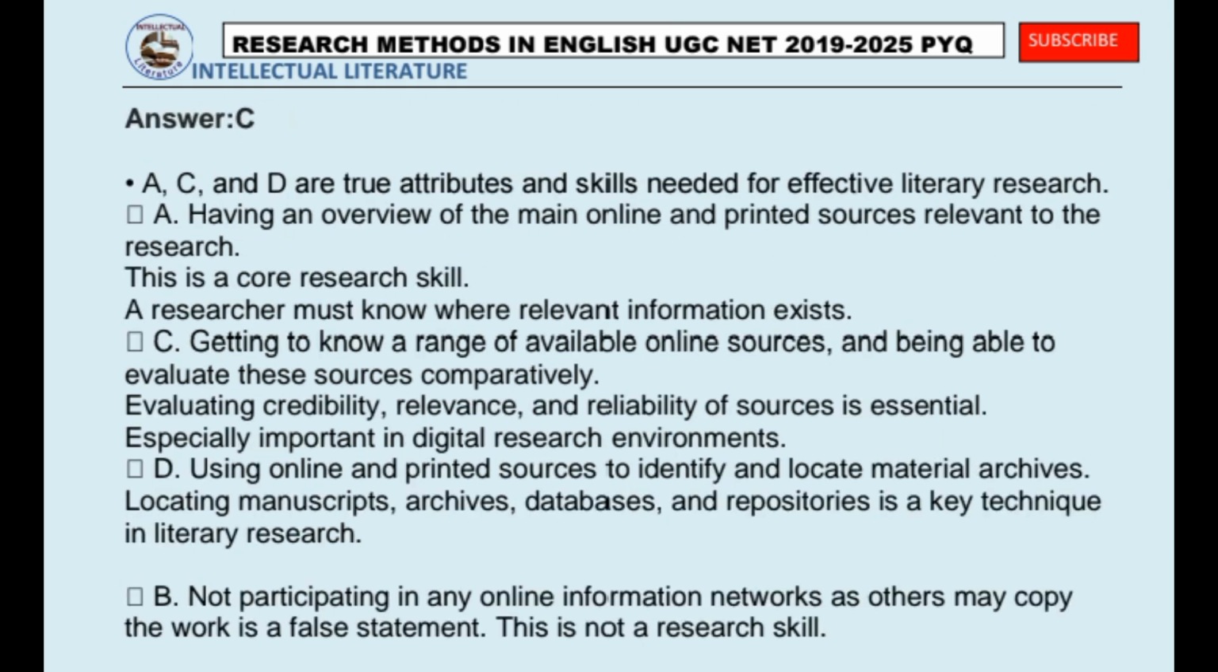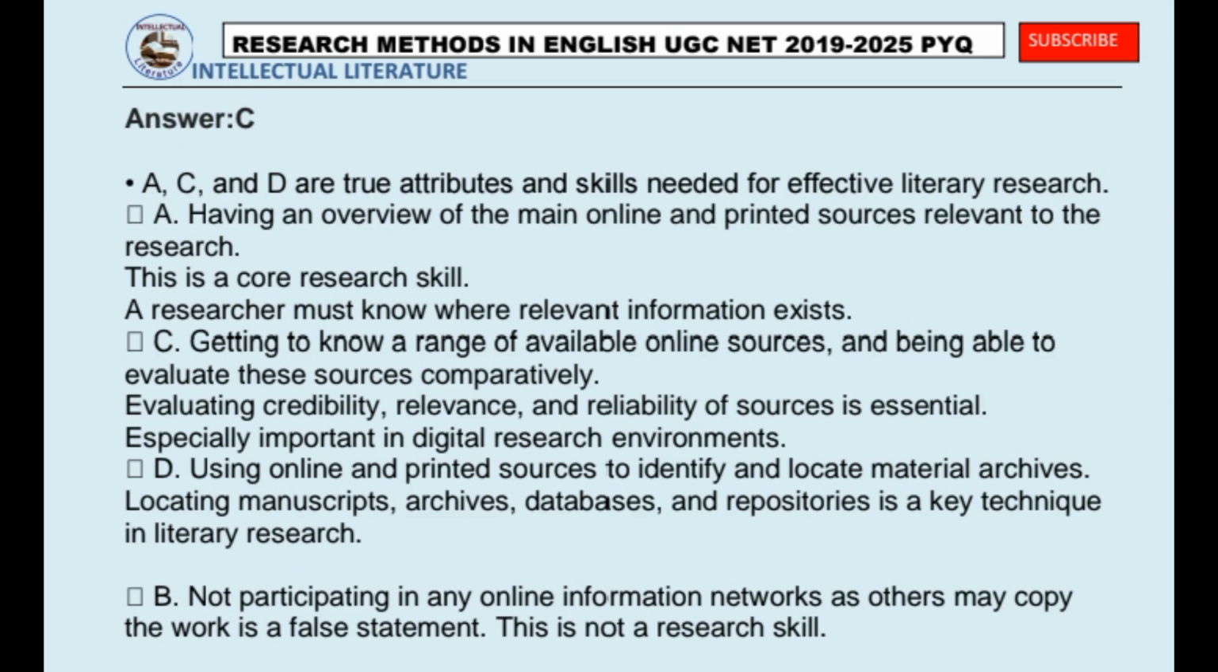And the answer is option C. A, C and D are the only correct answers. These are true attributes and skills needed for effective literary research. Why are options A, C, D correct? Now discuss. Having an overview of the main online and printed sources relevant to the research. This is a core research skill. A researcher must know where relevant information exists.